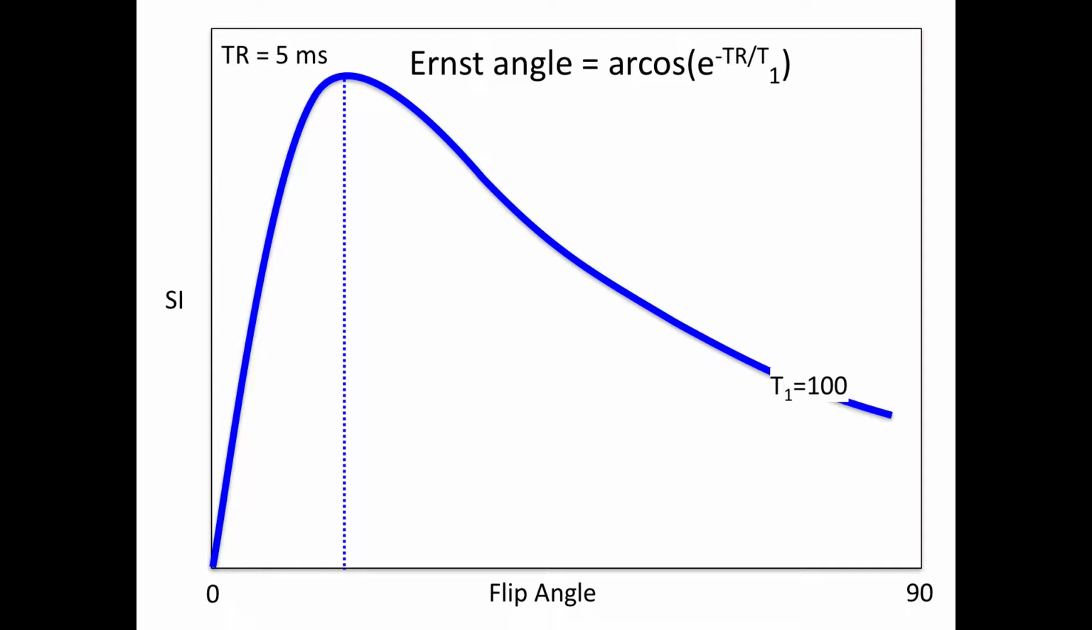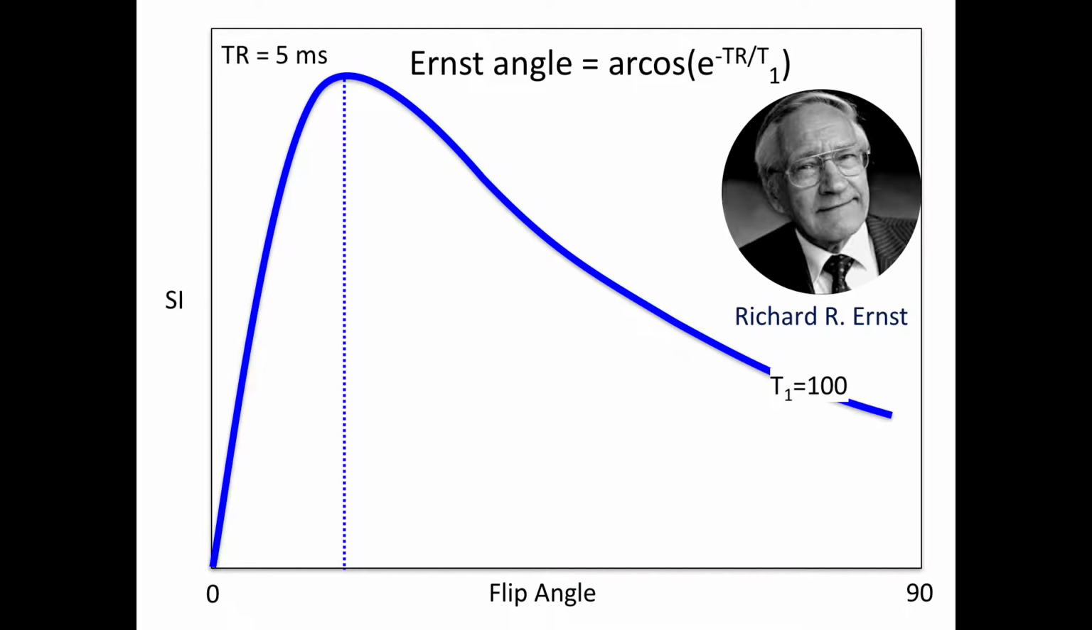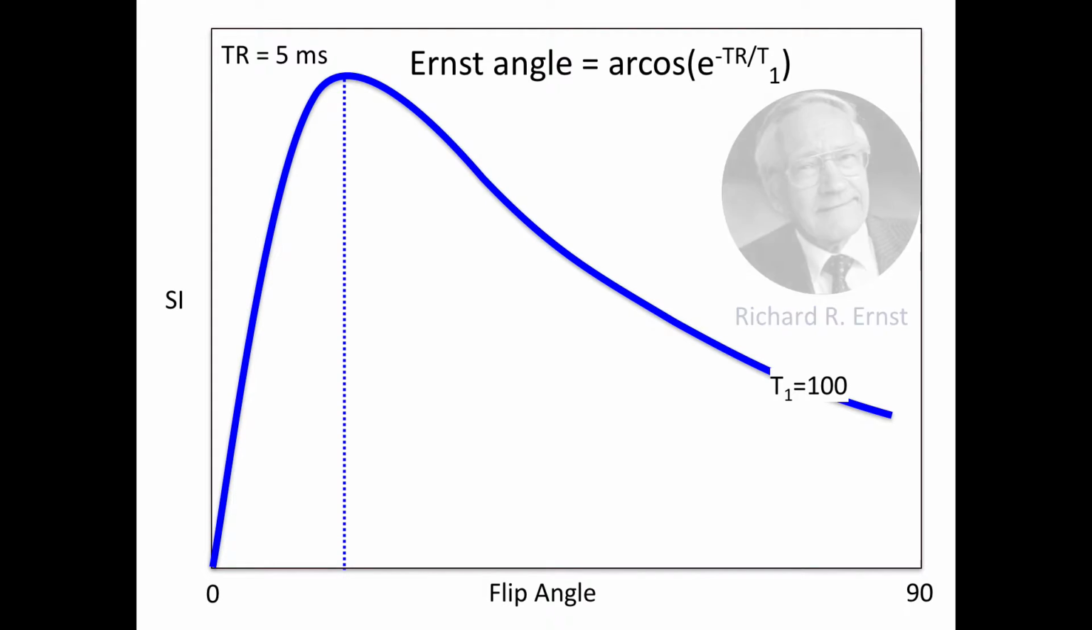And the peak, the highest SNR for this particular gadolinium-enhanced tumor, is the Ernst angle, governed by that equation. I should have drawn it for you exactly, but you can see that it's probably about 10 degrees. If you sort of mentally figure out where that vertical line is from 0 to 90, it's probably about 10 degrees is probably the optimal flip angle for that. And here's Dr. Ernst.